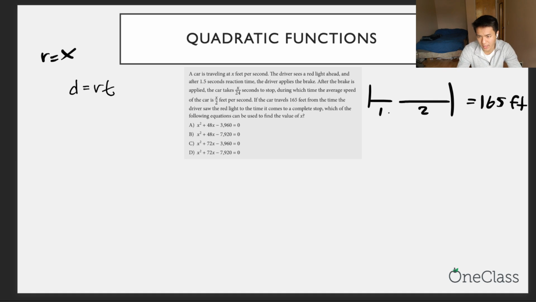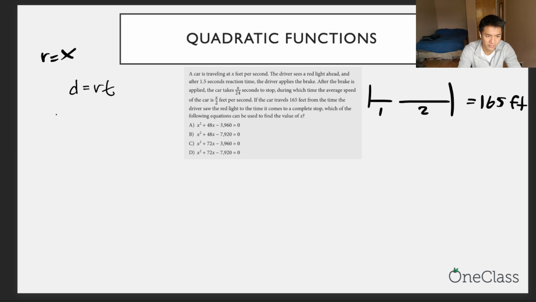Okay, so then let's do this, right? Stage 1 represents the distance the car traveled between the time that the driver saw the red light and actually pushed on the brakes. So we have our basic equation here. Distance is equal to rate times time. How long did phase 1 last, right? It lasted 1.5 seconds because that's how long it took the driver to react.